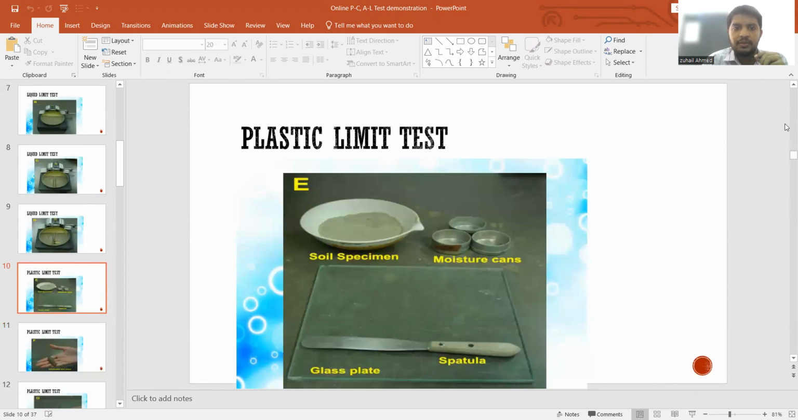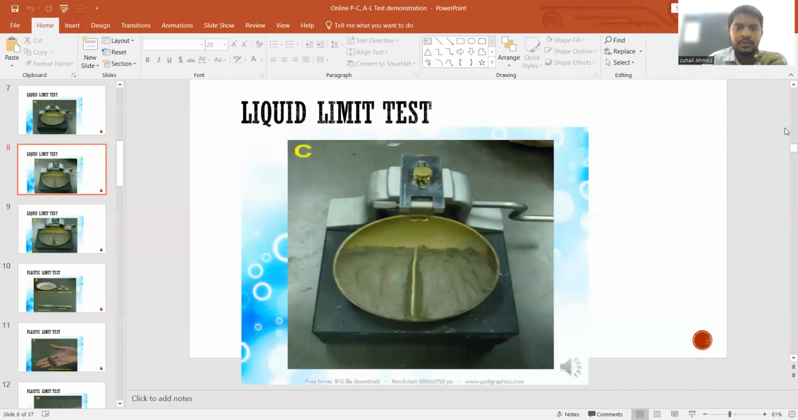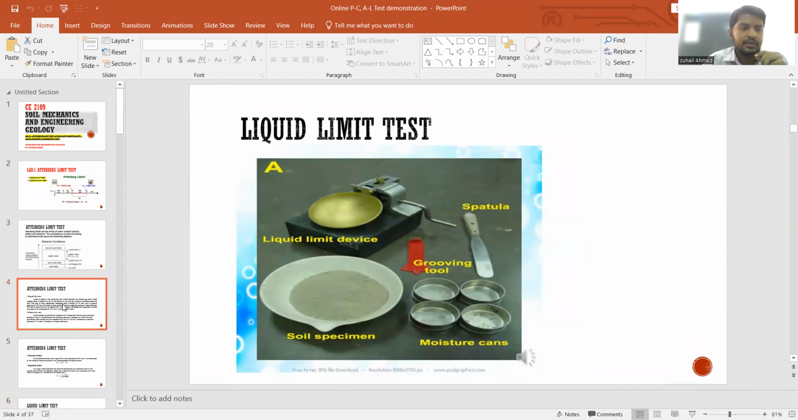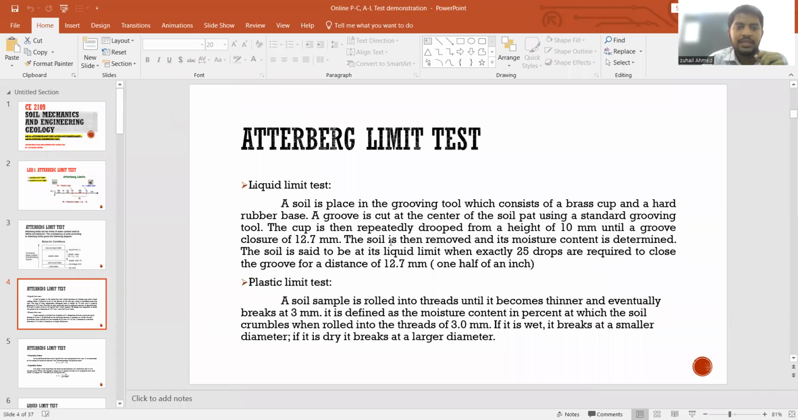Then the next part is plastic limit. Now we will come to that sentence. Liquid limit test here: a soil is placed in the grooving tool, which consists of a brass cup. I already showed you the brass cup. Under that there is a hard rubber base. A groove is cut at the center of the soil bed using a standard grooving tool.